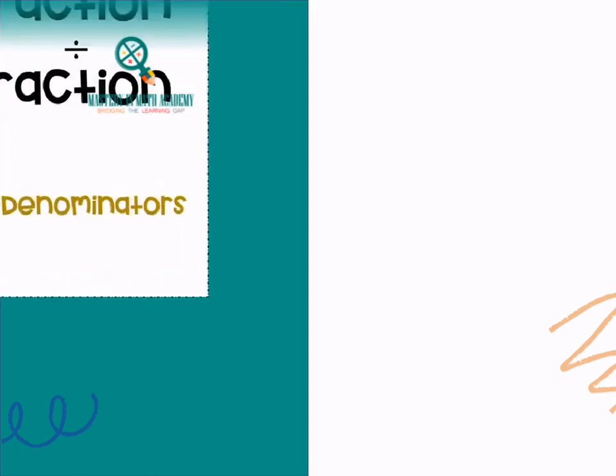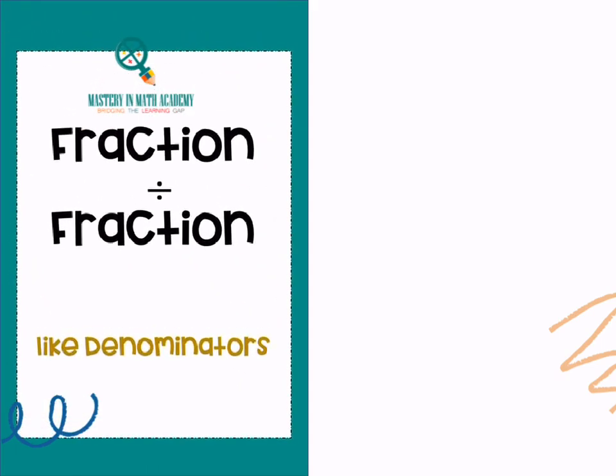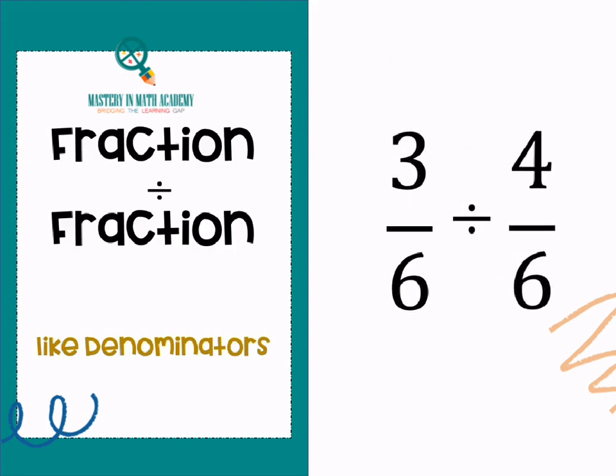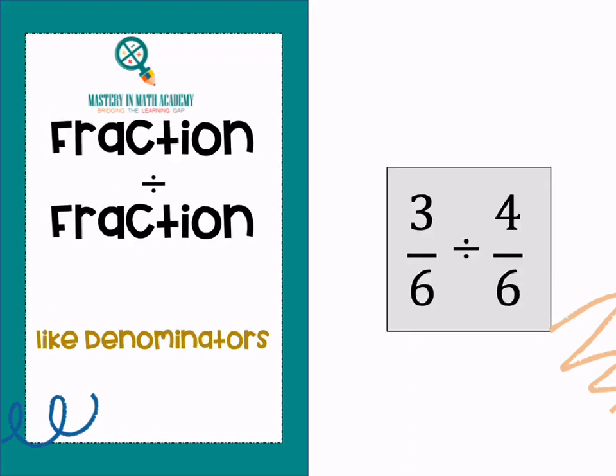As mentioned, the first thing we are going to talk about is fraction divided by fraction. And we are going to look at like denominators. In our previous lessons, we mentioned that like denominators is the same thing as having the same denominator. So let's look at an example. You have 3/6 divided by 4/6. Notice that your denominators are the same.